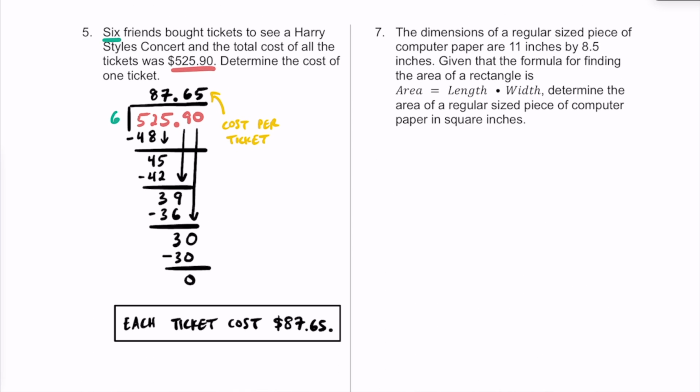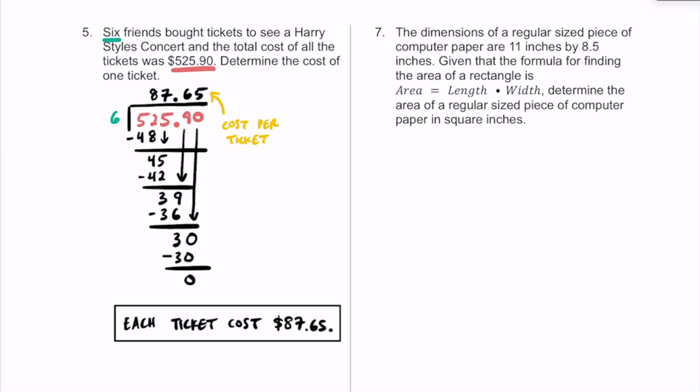In number 7, the dimensions of a regular size piece of computer paper in the United States is going to be 11 inches by 8.5 inches. Given that the formula for finding the area of a rectangle is area is equal to length times width, where we have the length is 11 inches and the width is 8.5 inches, or vice versa, it doesn't really matter, determine the area of the regular rectangular size piece of computer paper in square inches.